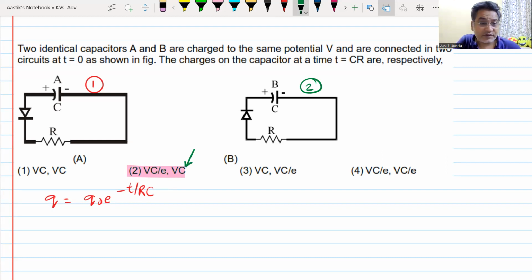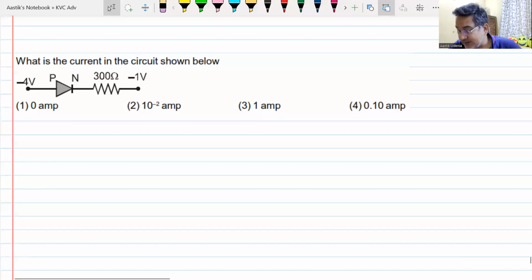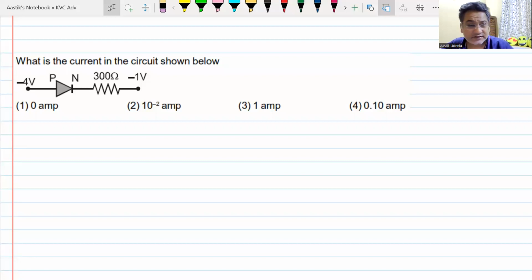Here comes the next one. Any one of these questions will land up in your paper. What is the current shown in the circuit shown below? You have 2 minutes to give me the answer. And the answer is option 1.